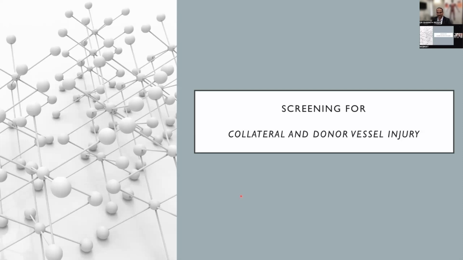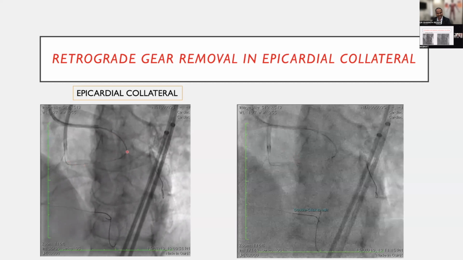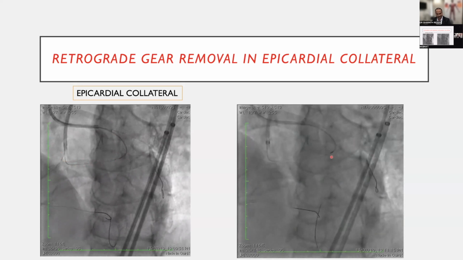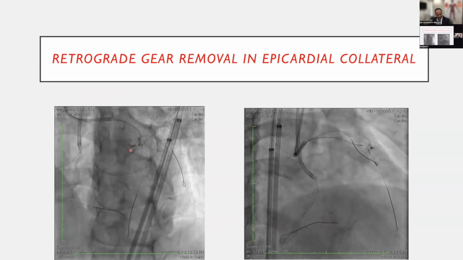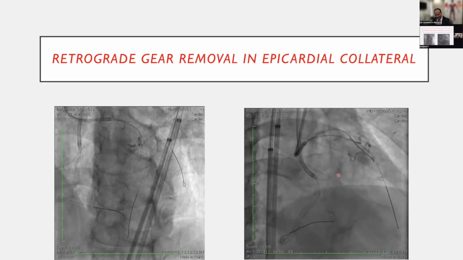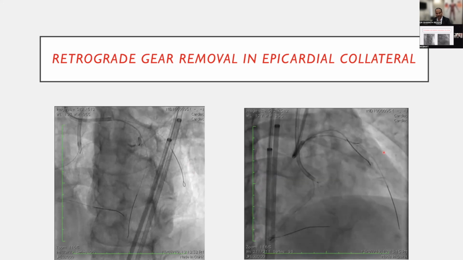After externalization or tip-in, once you complete your procedure and before coming out, you have to screen for collateral and donor vessel injuries. In an epicardial collateral, always use a kissing microcatheter. Send microcatheters from both ends of the externalized wire, and then pull your wire out to one side. While injecting, you can pull your microcatheter back. If you see any extravasation anywhere, you stop the microcatheter there, and then go ahead with coiling with 0.014 coils, which are available from Cook.